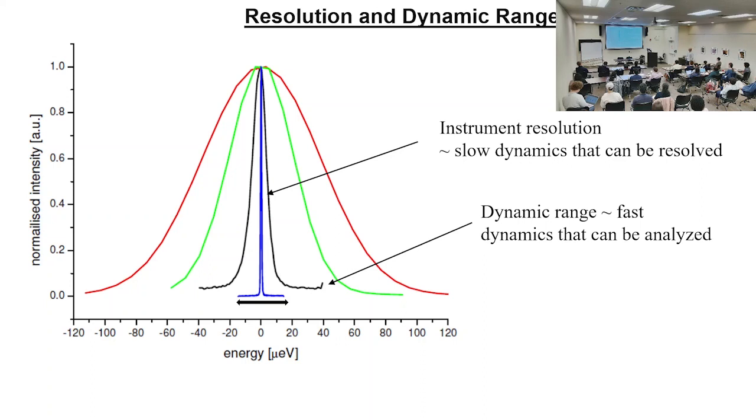Okay? And you know that there is going to be a range of energy transfers. That's what we call dynamic range. The faster side of that is going to define what is the fast dynamics that you can analyze from that data. So again, the elastic line full width half max, we call it instrument resolution. It tells you the slow process that you can resolve. And dynamic range, meaning the range of energy transfers, tells you what is the fast process you can resolve. And in between.